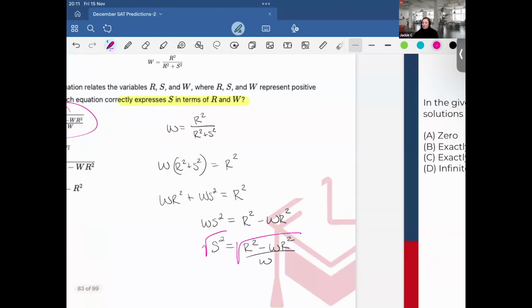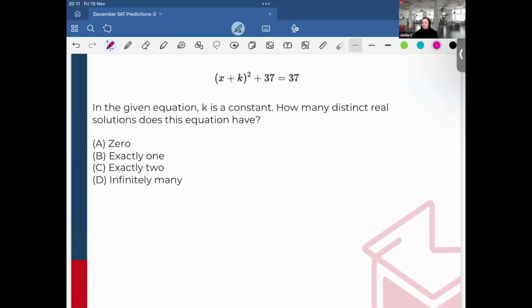Okay, let's look at a couple more amazing concepts. This concept should look familiar if you've done a couple SAT exams, if you've done Bluebook exams, but these concepts appear on every single exam. So this one says, in the given equation, k is a constant. How many distinct real solutions does this equation have?